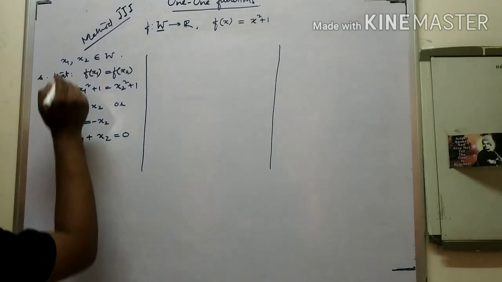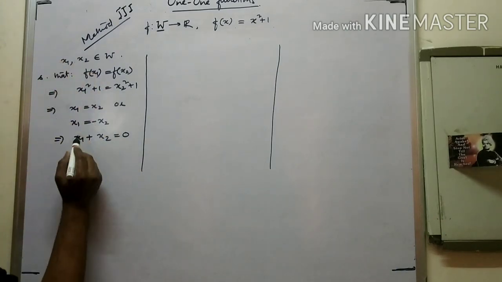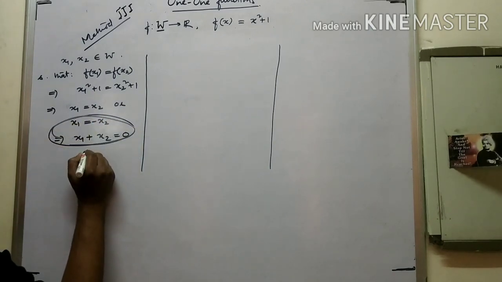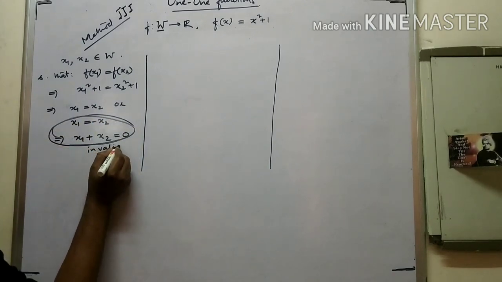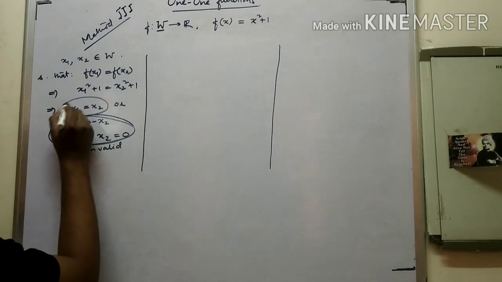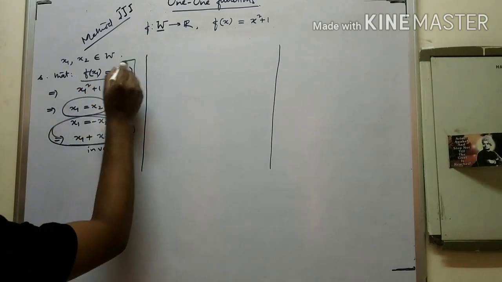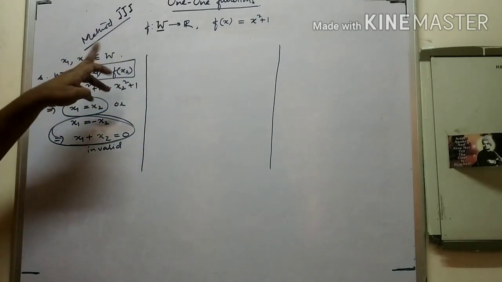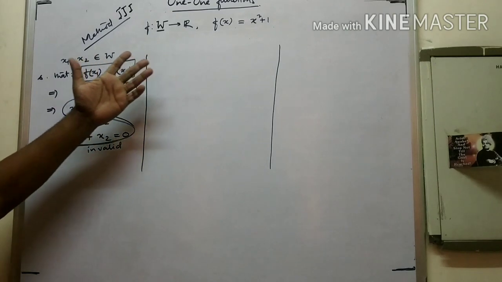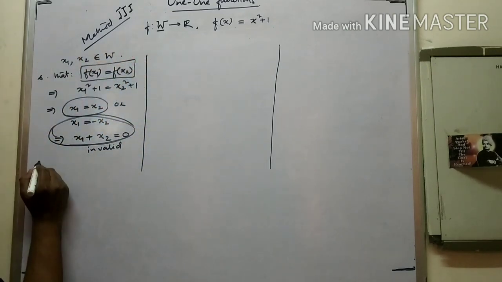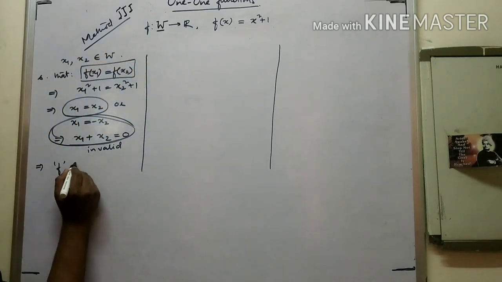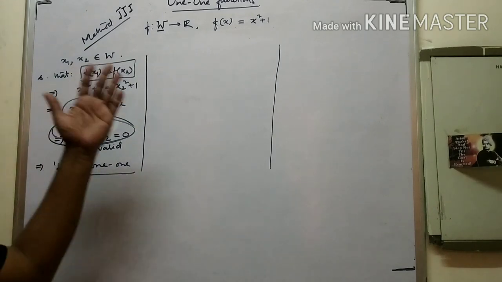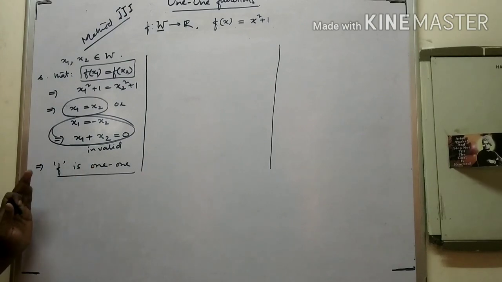Again, x1, x2 are two different numbers. So this result is invalid. So we are left with only x1 equal to x2 whenever we assume f x1 to be equal to f x2, because we are taking x1 and x2 as two different whole numbers, right? So here we'll declare that f is 1, 1. So it all depends on the domain actually. Okay, so this is the first method.